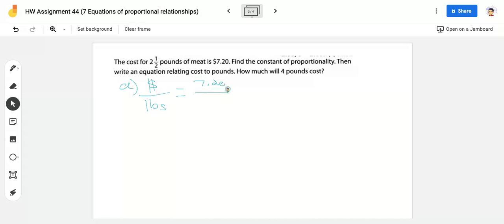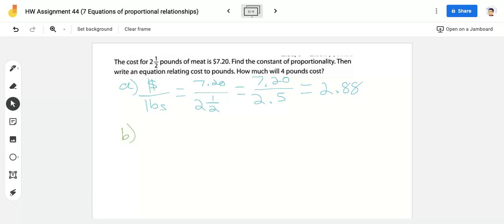All right, so that's going to be 7.20 over 2 1/2. Just because I can hear the numbers are nice that I can do it like this, I'm going to convert my 2 1/2 to 2.5 because I know how to convert my decimals. So 2.5. And let's find out what that constant of proportionality is. 7.20 divided by 2.5 is 2.88. So, all right, so there's my constant of proportionality.